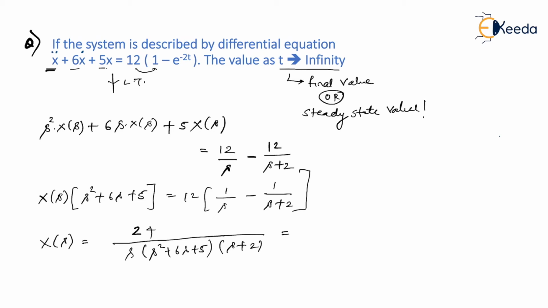Fine. So now this can be again written as 24 whole divided by s, and s square plus 6s plus 5 can be written as s plus 5 into s plus 1, and again we have one more polynomial, s plus 2. So now we are done with X of s, and let us see whether the final value theorem is applicable or not. Now try to understand.